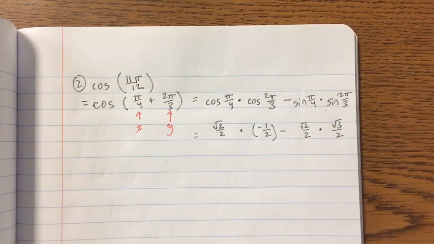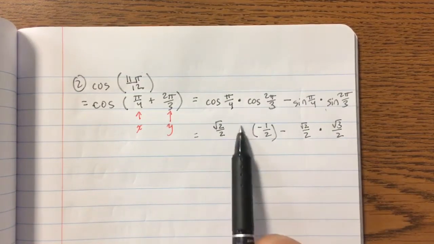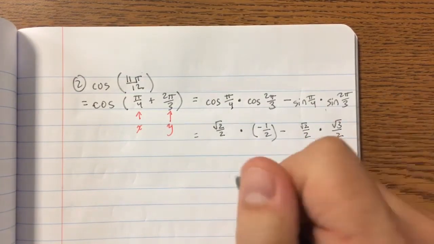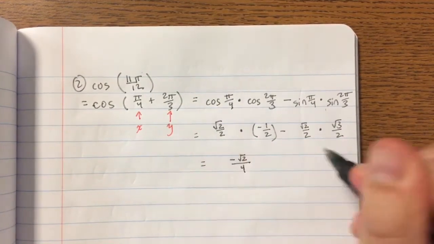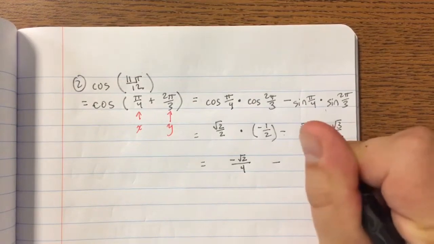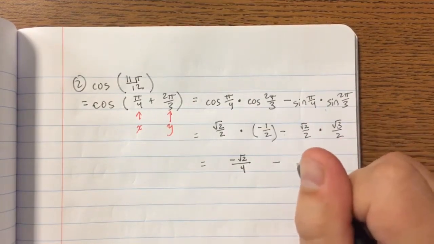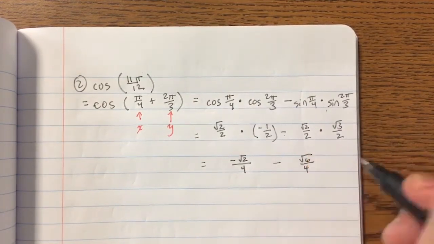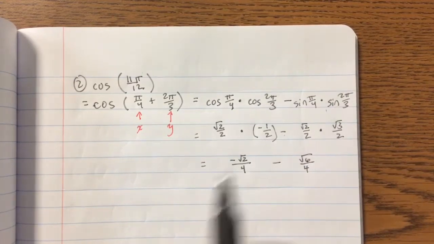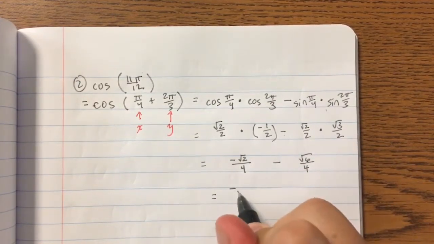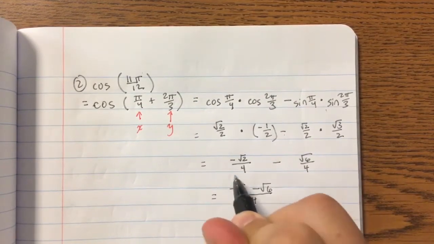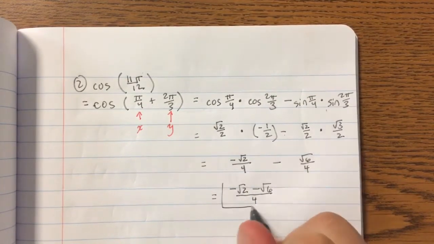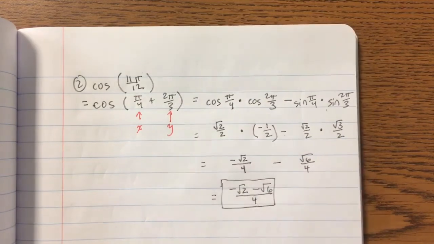Okay, so now we need to multiply. When you multiply fractions, you just multiply straight across. We'll get negative root 2 over 4 minus root 2 times root 3, which would be root 6 over 4. Once I combine those, I get negative root 2 minus root 6 all over 4. And that's the value of cosine of 11 pi over 12.